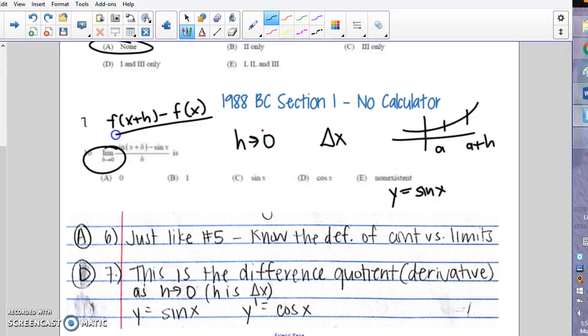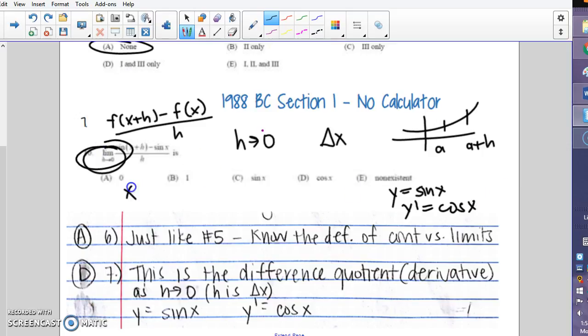Hopefully that kind of rings the bell. Your function is sine of x. It's really saying, what is the derivative of sine of x? Well, the derivative of sine of x is cosine of x. Be careful. Don't let this idea that h is approaching 0 make you think, oh, well, that's when x is equal to 0. We're not saying that.